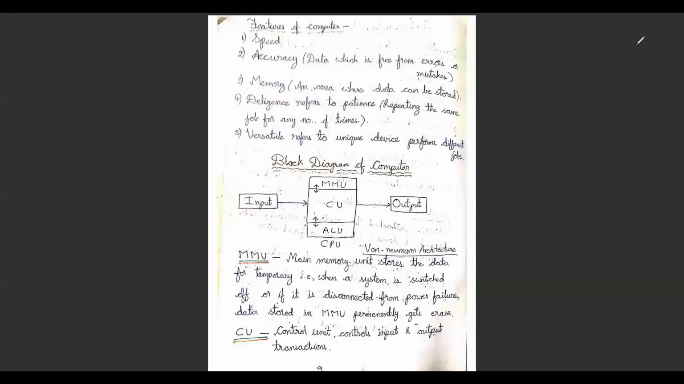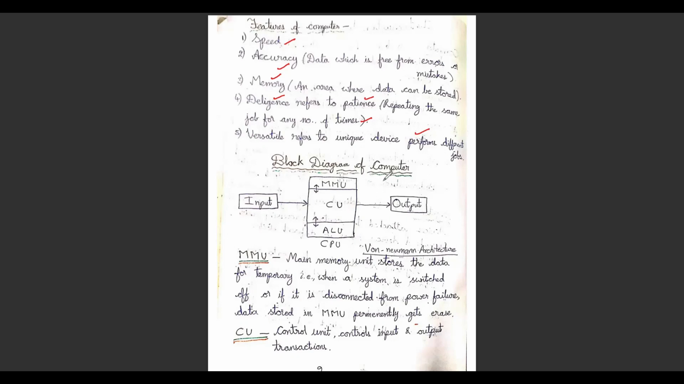Here we have the features of computer. The first one is speed, the second one is accuracy. What is meant by accuracy? Data without errors or any mistakes. Data should be accurate. Then memory, an area where data can be stored, and diligence, which refers to patience. Repeating the same jobs any number of times can be handled by your computer, so it is very diligent. Versatile refers to a single device performing different forms of operations or different jobs.